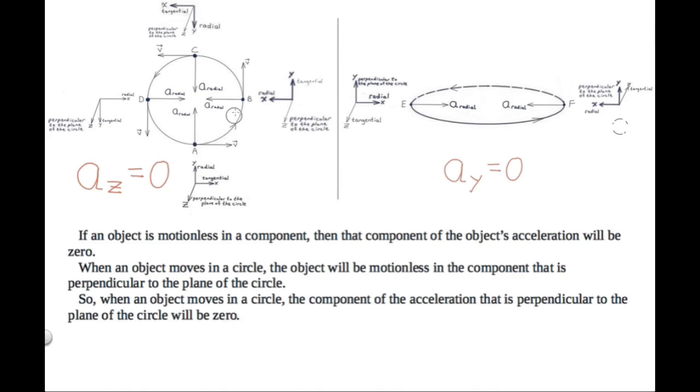So, for an object moving in a vertical circle, a sub z will be 0. And for an object moving in a horizontal circle, a sub y will be 0.